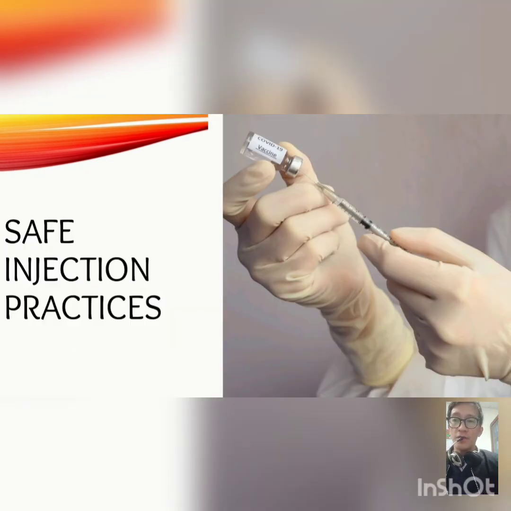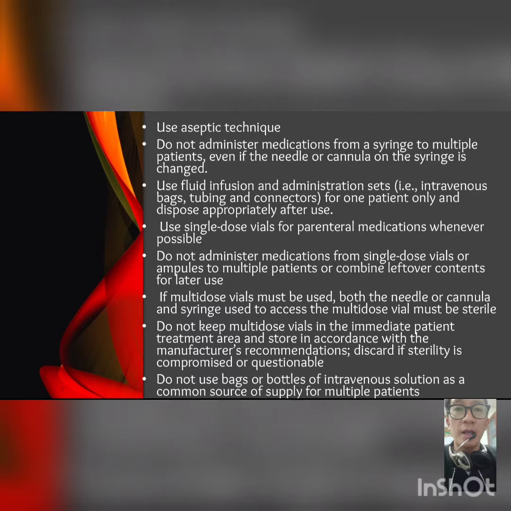The next one is safe injection practices. These are the practices that we need to follow in order to promote safety when we administer medications by injection to our patient. First, use aseptic technique to avoid contamination of sterile injection equipment. Second, do not administer medications from a syringe to multiple patients, even if the needle or cannula on the syringe is changed. Needles, cannulas, and syringes are sterile, single-use items.